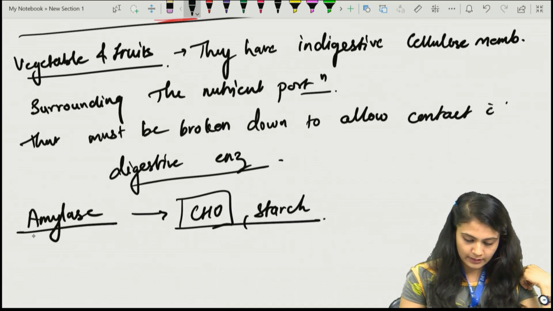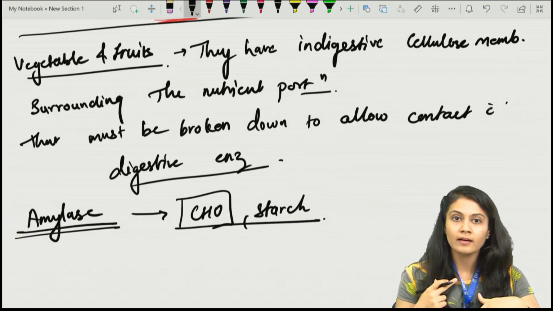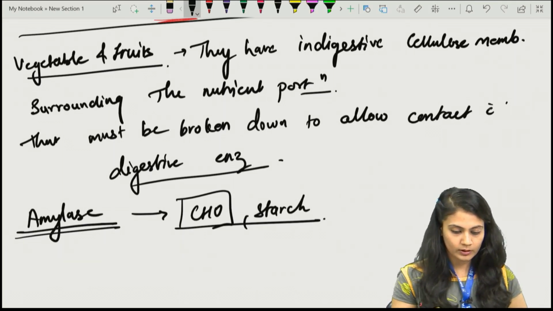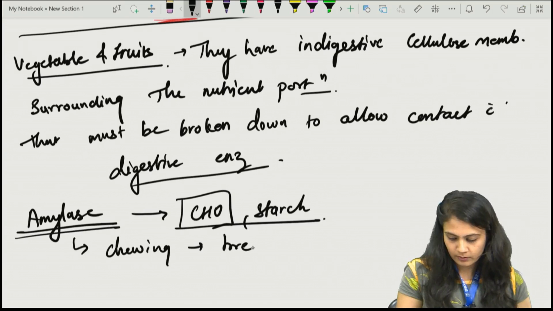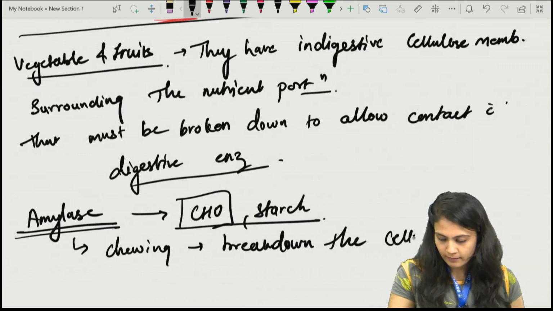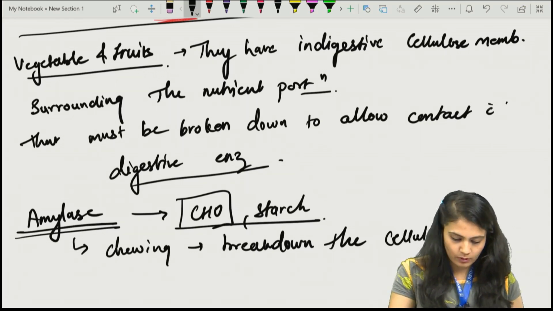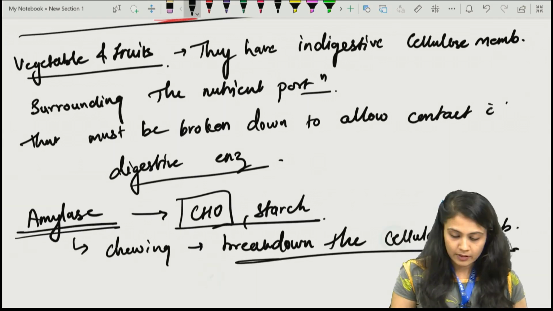With the amylase, we can break down the cellulose membrane which is present on the vegetables and fruits, and with the help of chewing we can break down the cellulose membrane. What about the meat then?